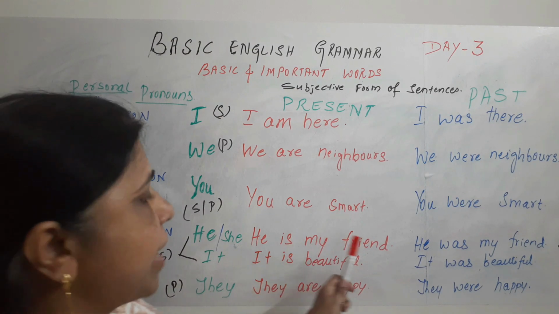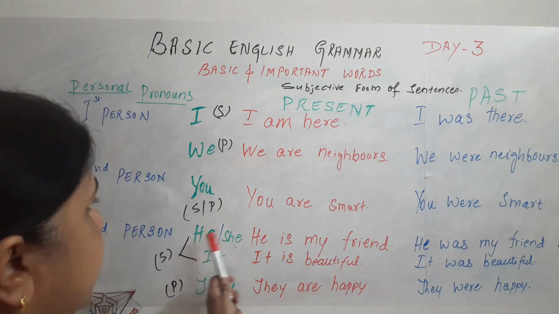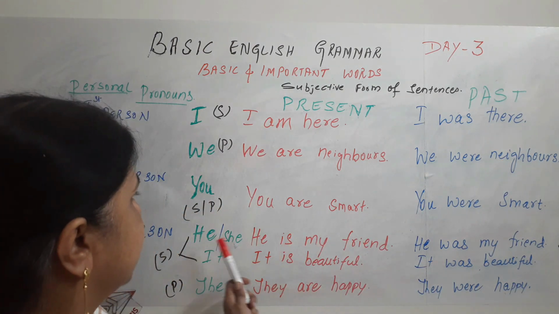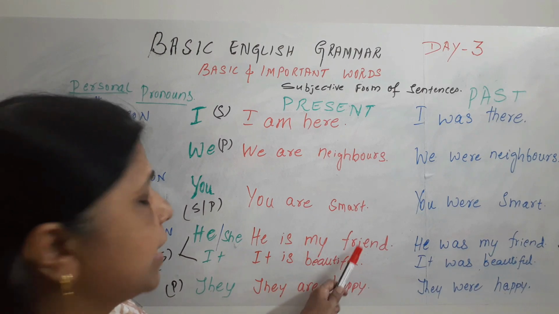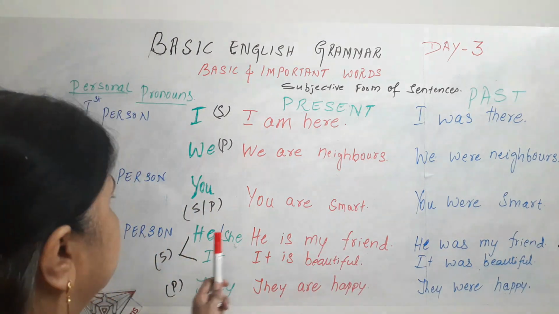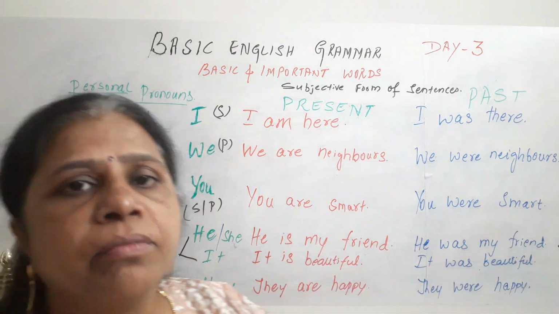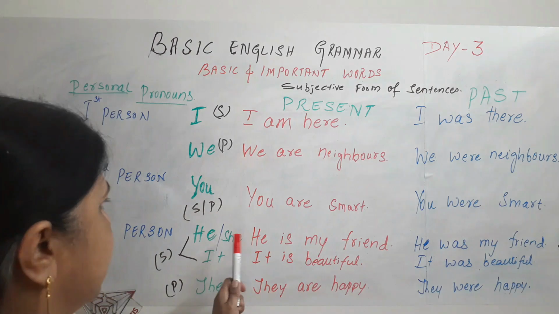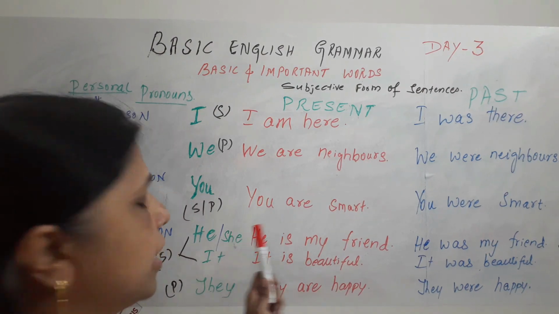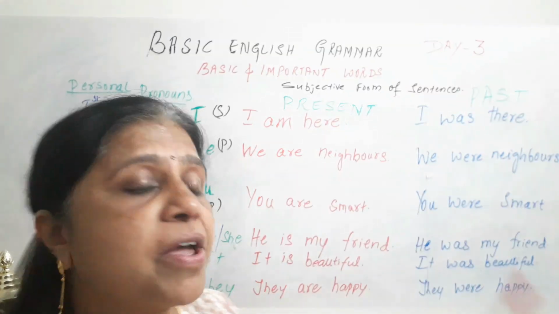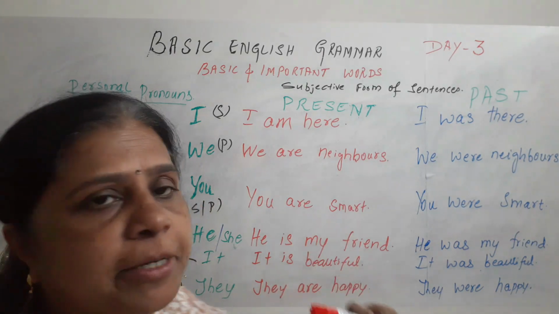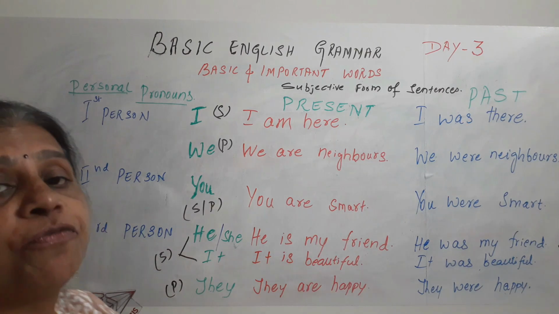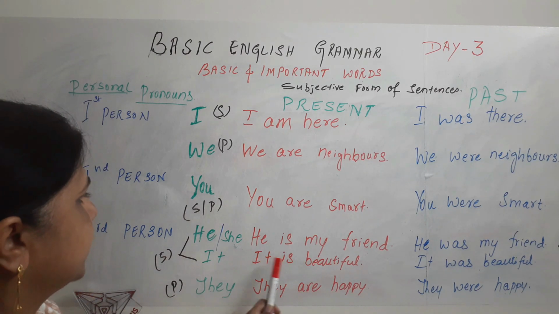He is my friend. He is a single person, so we use is. He is my friend. In the same way, we can use she. He for boy, she for girl. He is my friend. Again, you can use, she is my friend. She is my friend. Alright? It is beautiful.